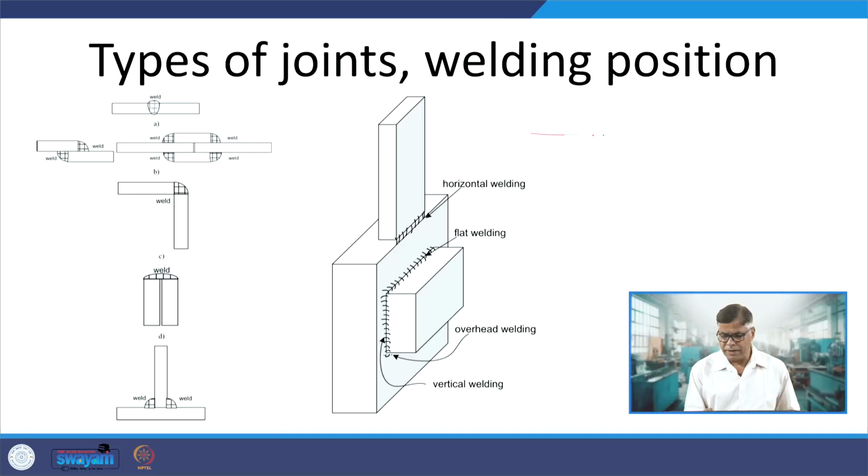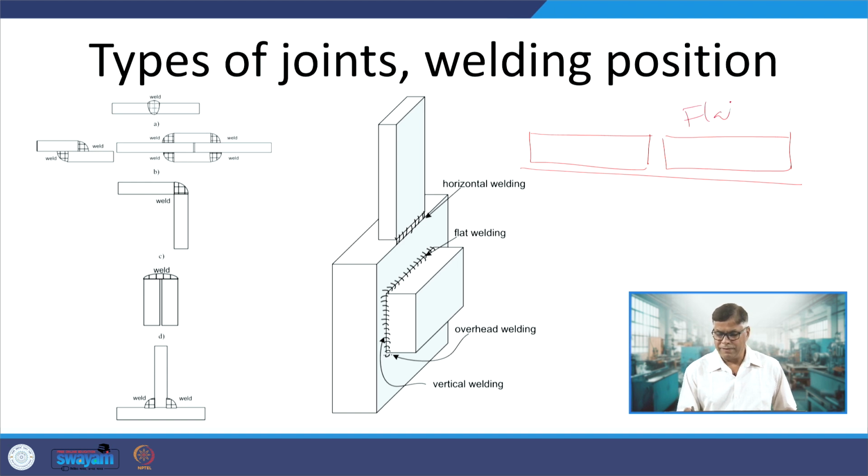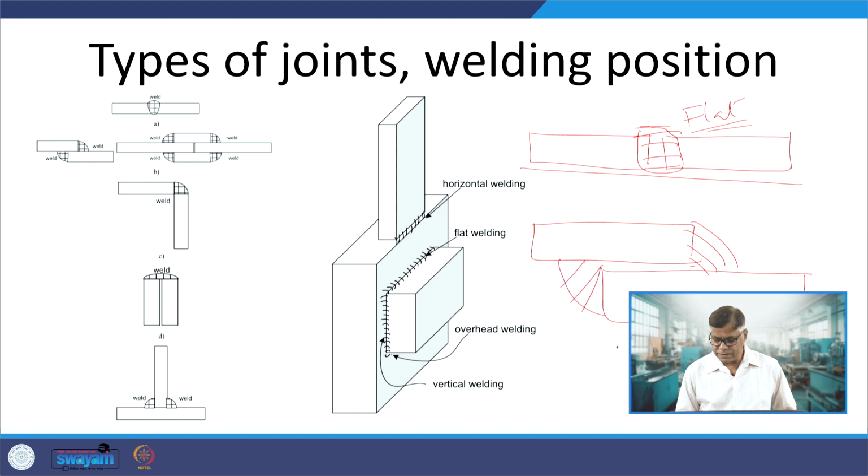The classification of weld joints is based on the placement, how the components being joined are placed. If they are at the same level like this, in flat position, then this is known as flat welding. Here the weld metal will be deposited in this manner. And if the plates are placed in an overlapping position like this, and the weld is made here using a fillet, then this is called a lap joint.